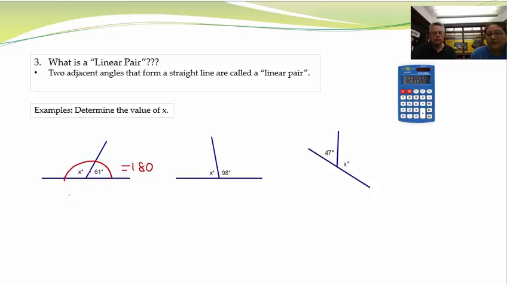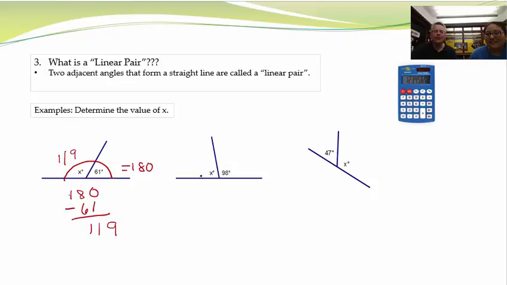So since we have the angle 61, we have to figure out what x is. So we have 180 take away 61. That would be 119. Sometimes I'm helpful, sometimes I'm not. 119. So this angle right here would be 119.